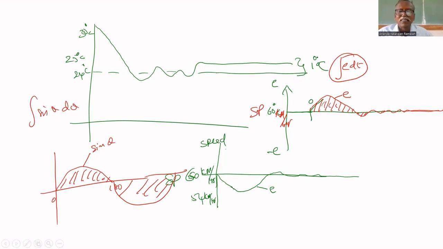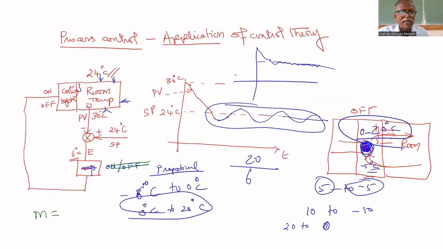So this P mode will not remove the error. That's why I'm including one more mode called I mode, integral mode. I am going to use a P plus I controller. Both modes will be there. P mode works only when error is there. To speed up the response, P mode is required, not to remove error. P mode never removes error, but I mode will remove the error. So a PI controller has to be used.